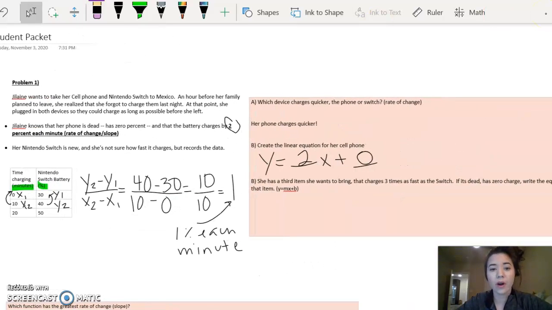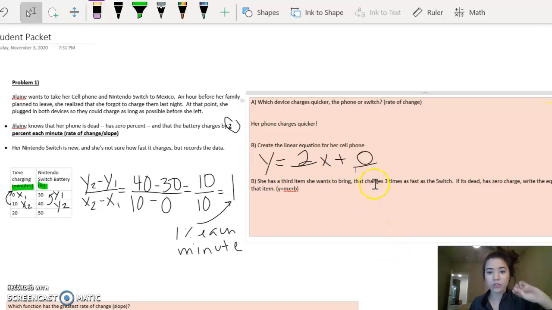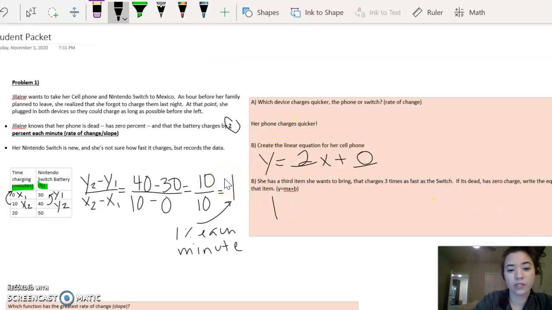Okay, and then we go on to the next question. She has a third item she wants to bring that charges 3 times as fast as the Switch. If it is dead and has 0 charge, write the equation to represent that item. Okay, so there's 2 pieces of information here we need to know. Number 1, that it charges 3 times as fast as the switch, and the switch is 1% each minute.